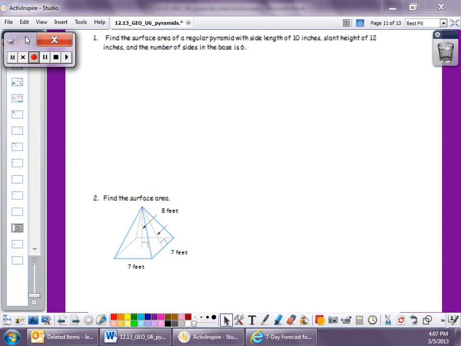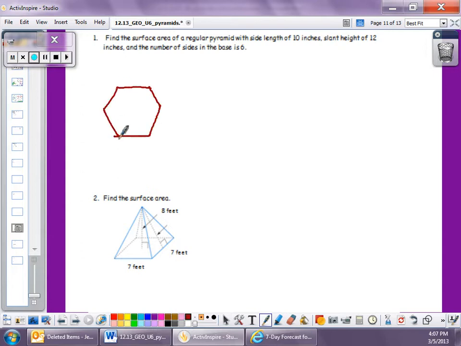a little better. Find the surface area of a regular pyramid with sides length of 10 inches, the slant height of 12 inches, and the number of sides in the base is 6. I'm going to go through this kind of quickly because most of you did this in class. So my object here, if you could write with something that you can see, is a hexagon for the base.